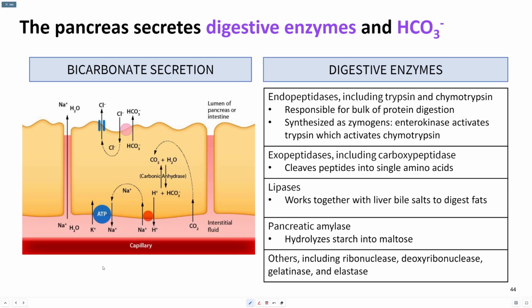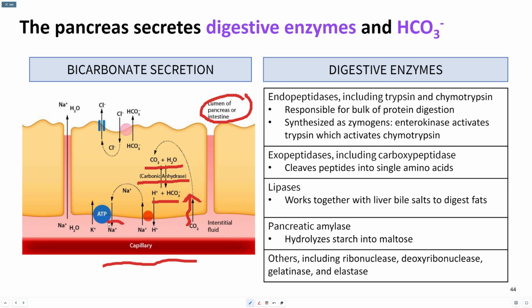At the bottom you have the capillary bed. On the top you have the lumen of the pancreas or the small intestine. So over here, CO2 diffuses across a cell, combines with water, and with the help of an enzyme called carbonic anhydrase, gets converted into bicarbonate. The protons are going to be pumped out in exchange for sodium, and that sodium gets pumped back out for potassium. It allows a buildup of ions inside the cell.